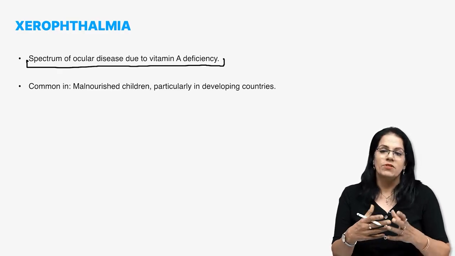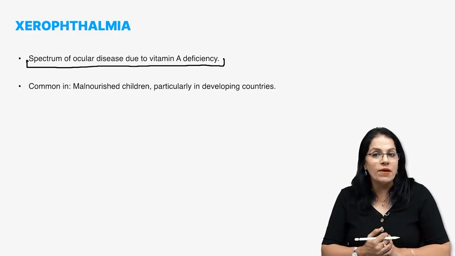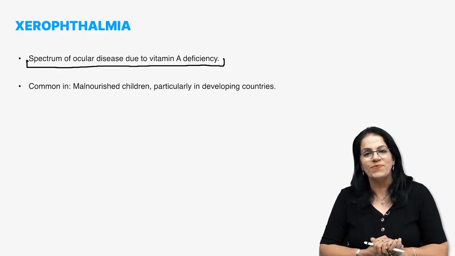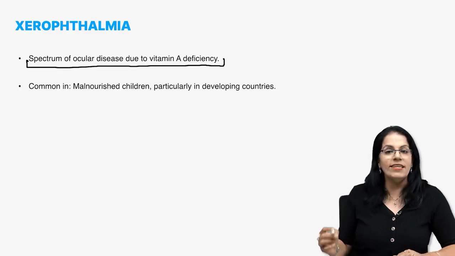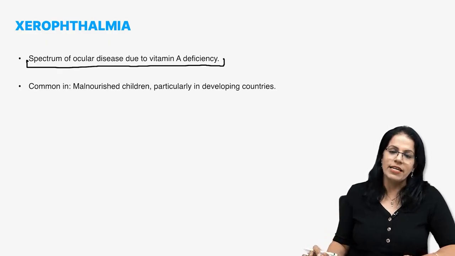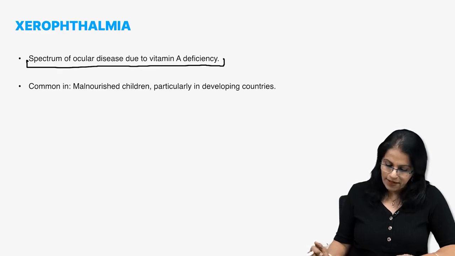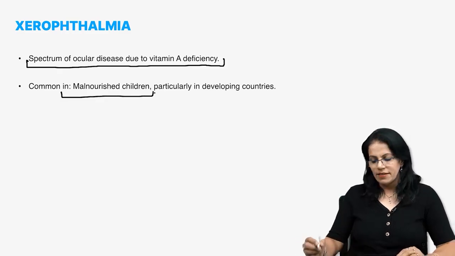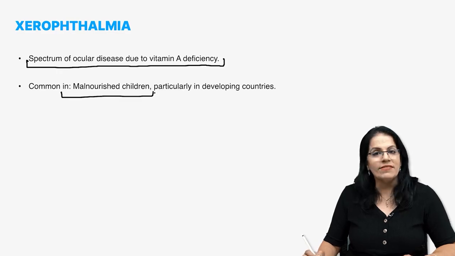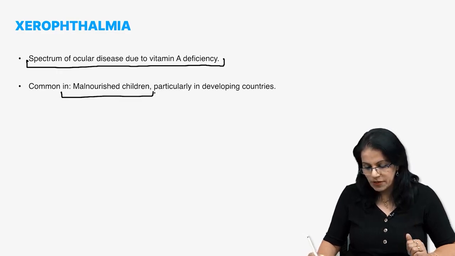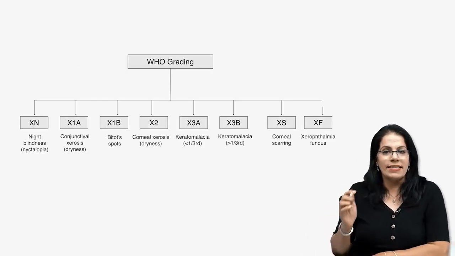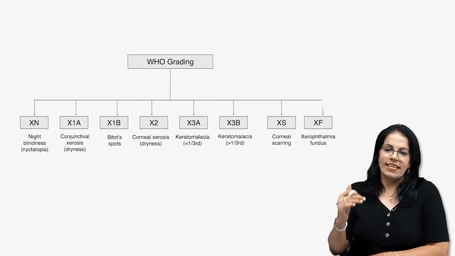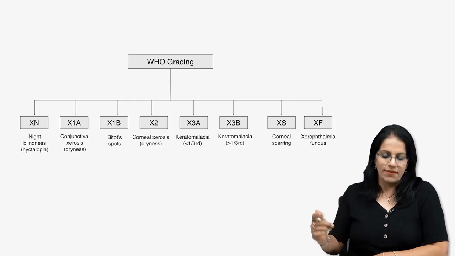We can see it. So, initially the rods are affected and patient is symptomatic, but the examination findings and those spotted fundus will come a little later. So, we will learn all these features by WHO grading of xerophthalmia. And of course, we know this is mainly in malnourished children in developing countries. Now, we talk about WHO grading. So, we are grading xerophthalmia as XN. X1 is divided as A and B, X2 is not divided, then X3 again A and B, and then XS and XF.